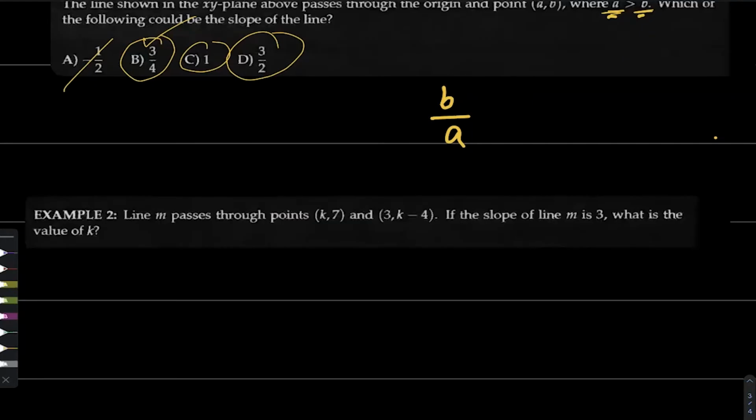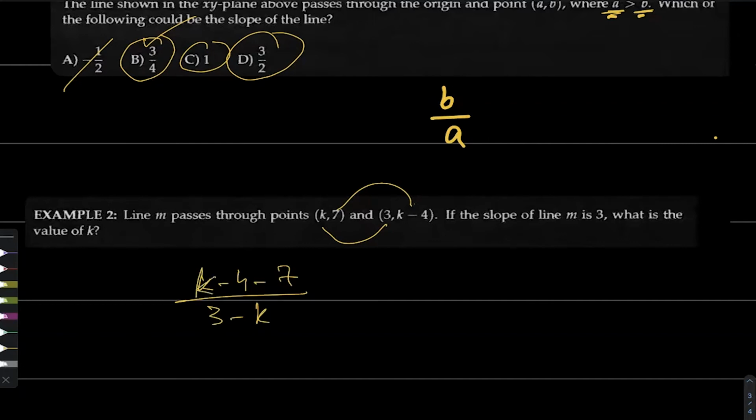M passes through points. If the slope is 3, what is the value of k? So it's a pretty straightforward equation. You know that the slope is 3. So that means y2 minus y1, the difference of these two divided by the difference of these two, is equal to 3. So (k minus 4 minus 7) over (3 minus k).